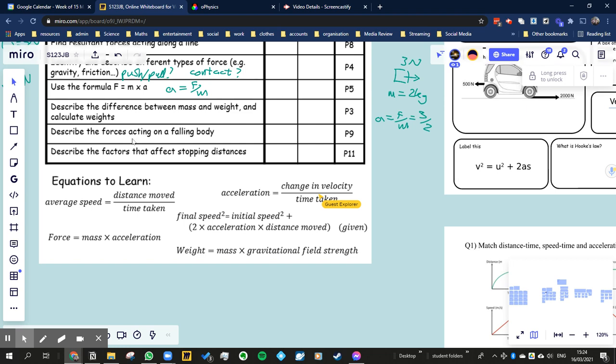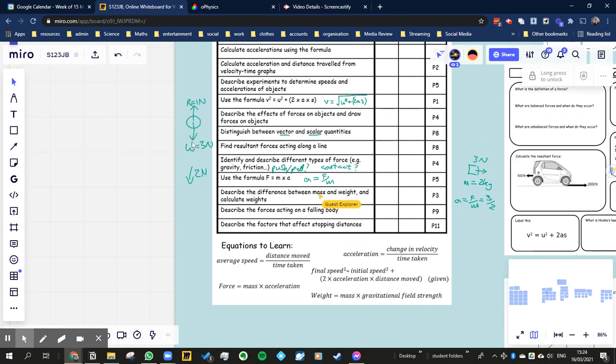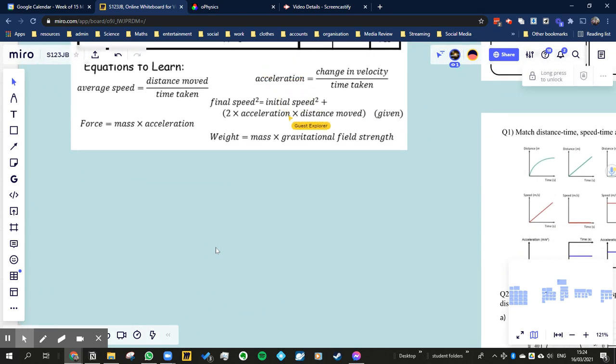Okay, right. Describe the forces acting on a falling body. I did that a moment ago, actually. If something's falling, you've got the weight acting on it, and then you've got the air resistance acting on it. But it does get more complicated than that. Describe the factors affecting stopping distance. Stopping distance, let's very, very briefly go through this.